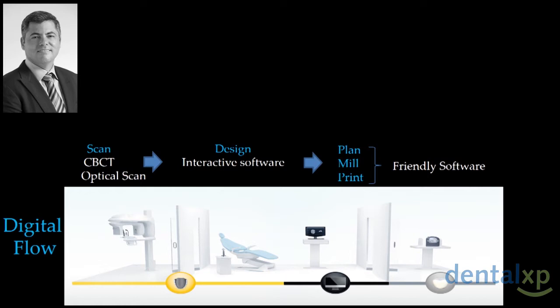So, as I said before, anytime that you think about the digital revolution, the first thing that you have to think about is the digital flow. And the digital flow starts with your consideration of generating either a cone-beam CT or an optical scan with one of the intraoral or extraoral scanners. And with that data, you need to have a purpose in mind. And usually, the first thing that you do is export that data into a software, usually a design or an interactive software, with the purpose of doing some planning, doing probably some milling, or doing some printing.